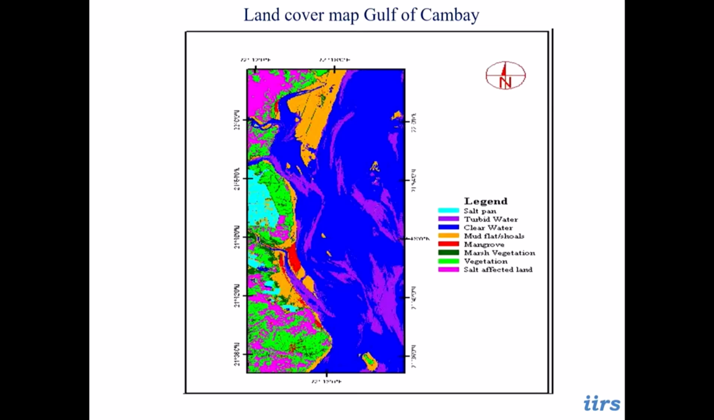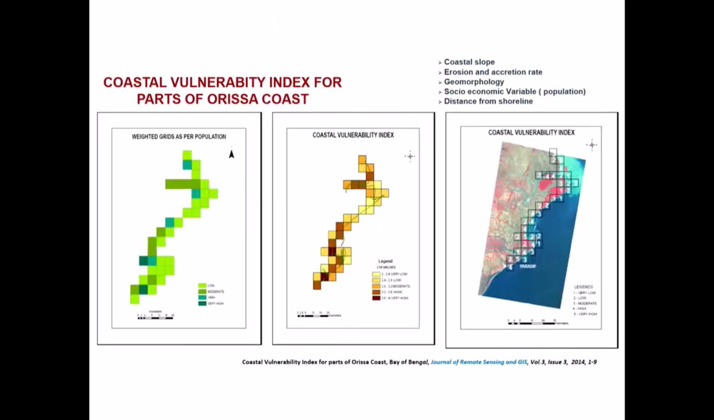And presently high resolution satellite data are available, so using this high resolution data, you can map the finer structures of the coastal ecosystem, and then you can further analyze whether erosion is taking place or not.